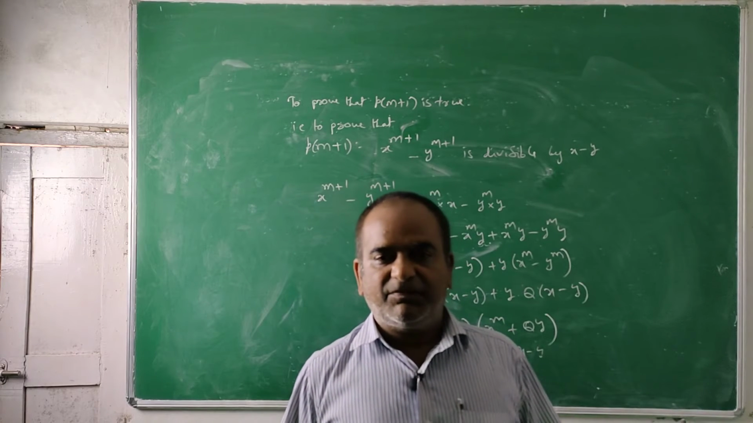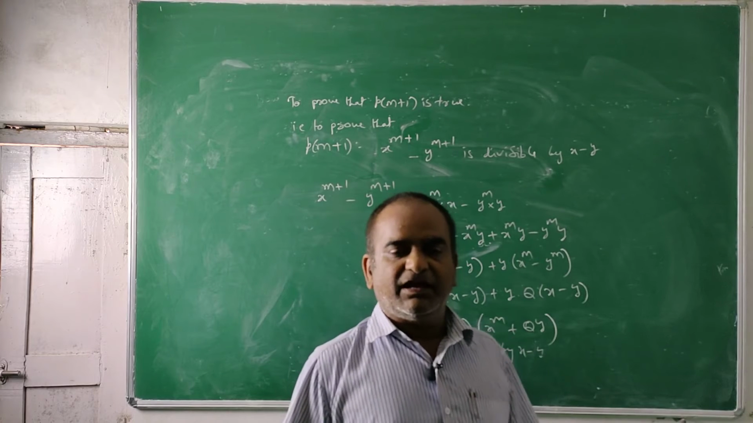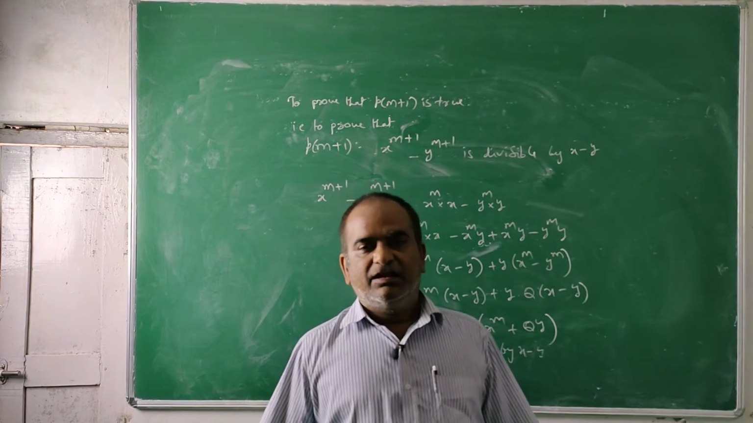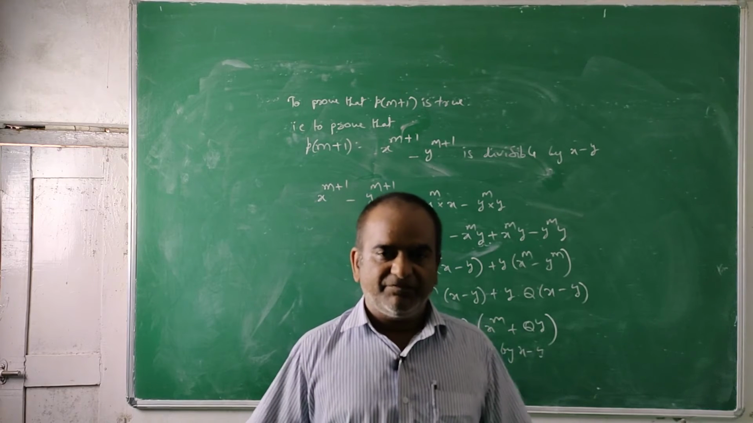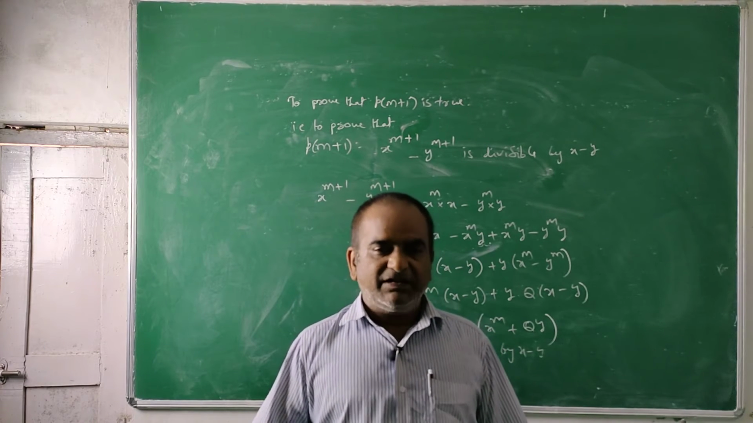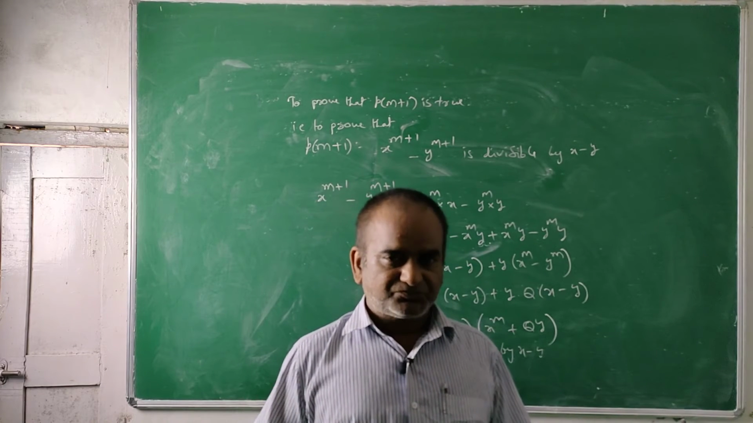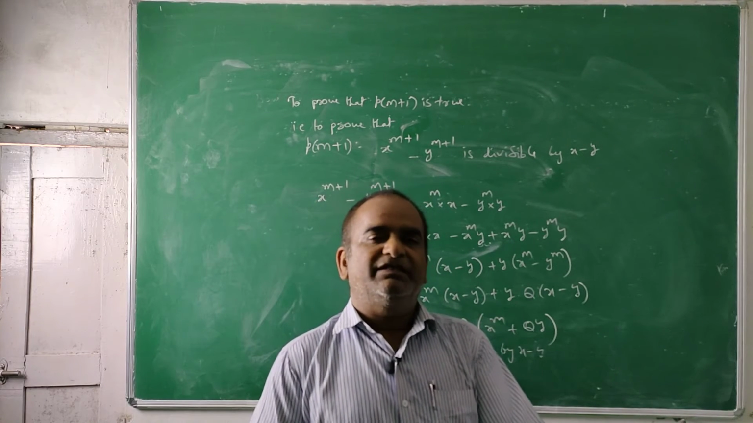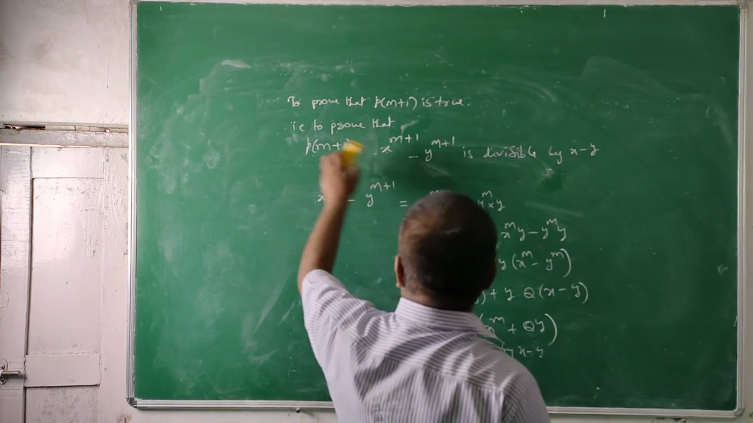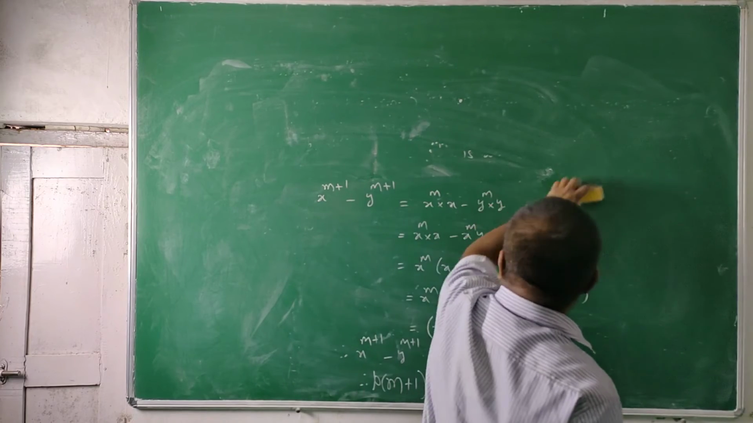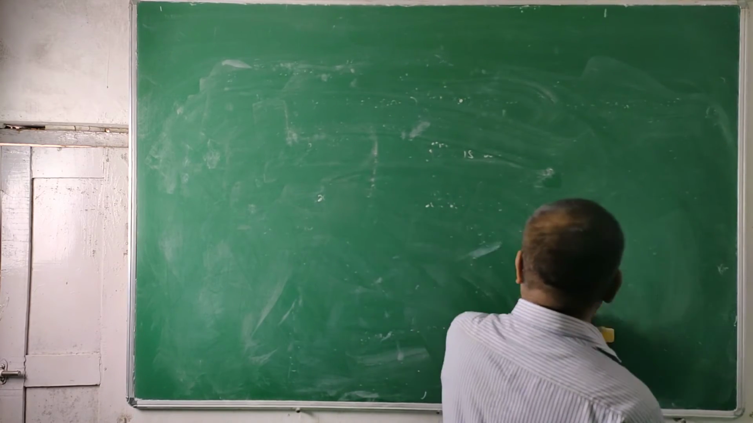Therefore, using principle of finite mathematical induction from A, B and C, we can conclude that P of n is true for all n belongs to n. That means x power n minus y power n is always divisible by x minus y for any natural number n. Now, we will do one more problem under divisibility category only.